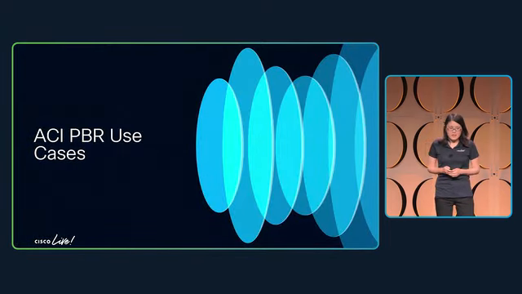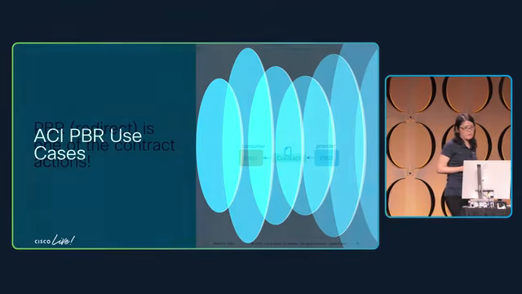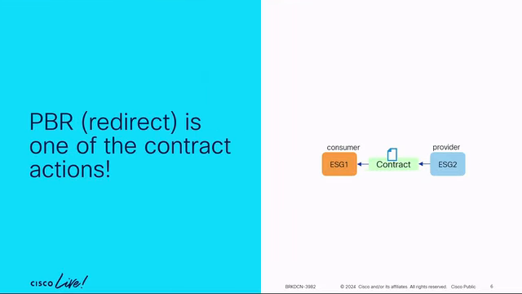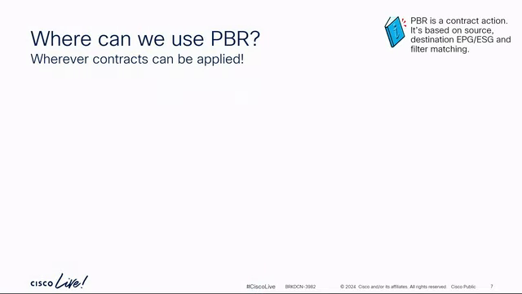The first topic is PBR use cases. Where can we use PBR? To understand this question, the most important factor is that PBR redirect is one of the contract actions. I believe everybody knows contract permit because this is almost a mandatory component in ACI. We have other actions such as deny, redirect, and copy, which means wherever contracts can be applied, you can use PBR.